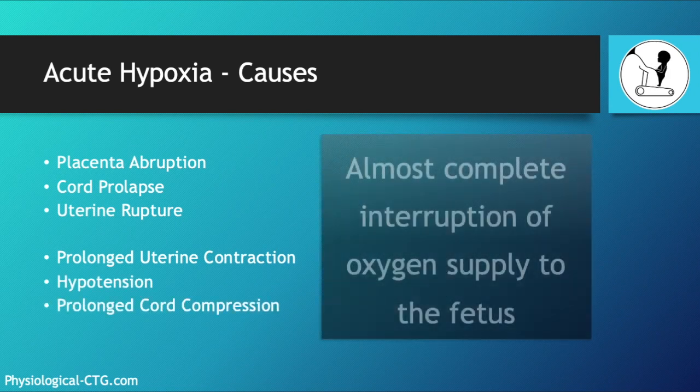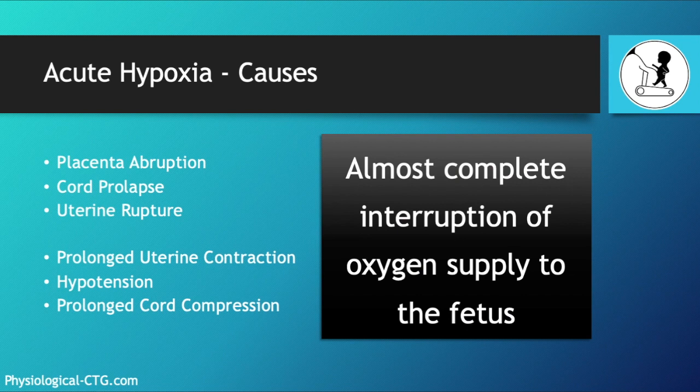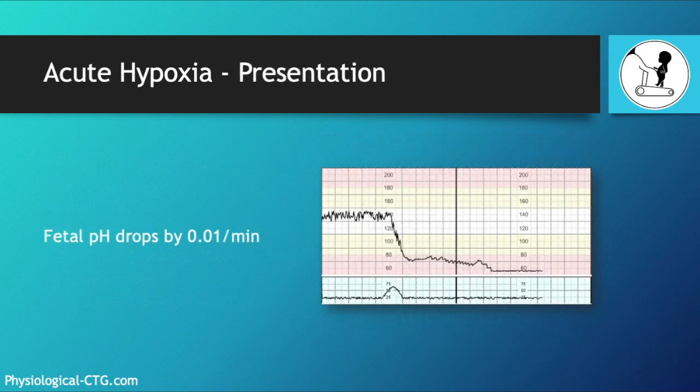The common theme between all these causes is that there is almost complete interruption of the fetal oxygen supply, hence widespread hypoxemia leading to rapidly developing generalized fetal hypoxia. Basically, the entire body of the fetus is going into anaerobic metabolism, which is why the fetal pH drops rapidly at a rate of 0.01 per minute as the carbon dioxide produced by the fetal body is accumulating in addition to the lactic acid being produced from the anaerobic metabolism.